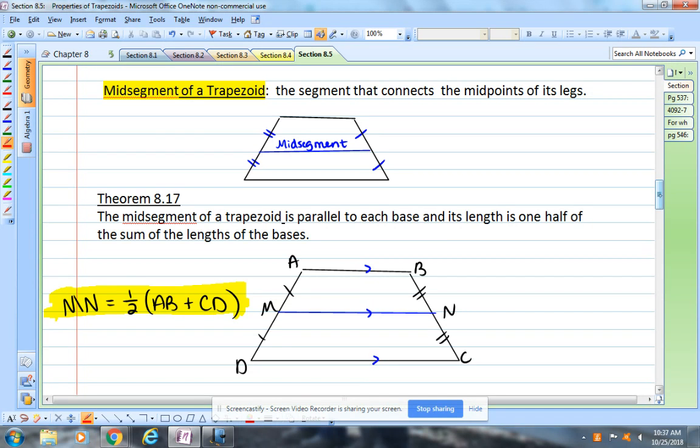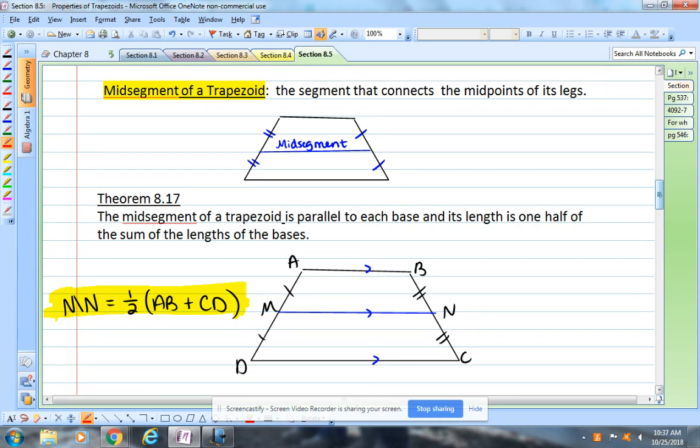All right, so let's talk about a mid-segment. A mid-segment is a segment of a trapezoid that goes through the middle and connects the midpoints of the two legs. Since it's connecting the midpoints of the legs, from here to the mid-segment is congruent with from here to the top of the base. Same thing with the other side. So it's connecting the two midpoints of both sides so that you know you have two sets of congruent segments.